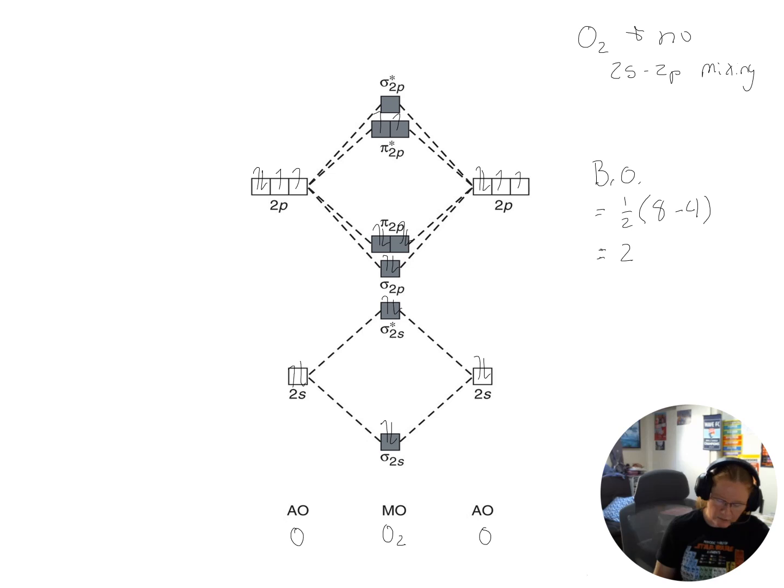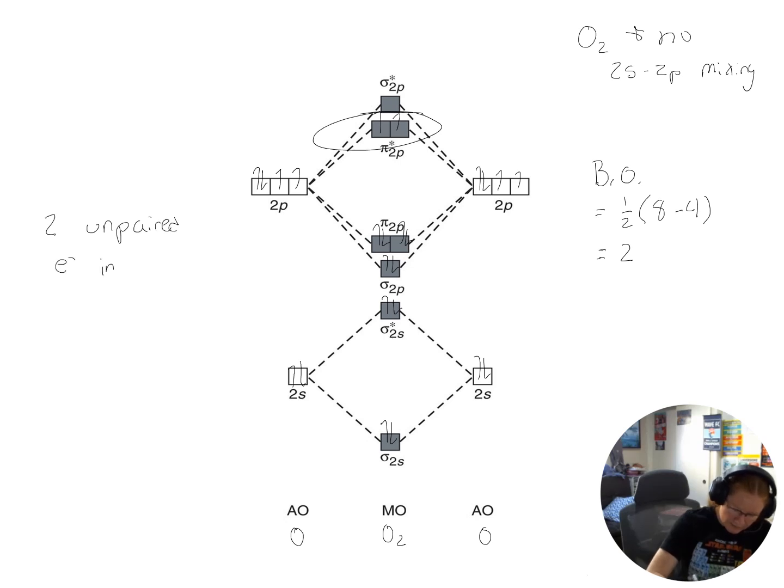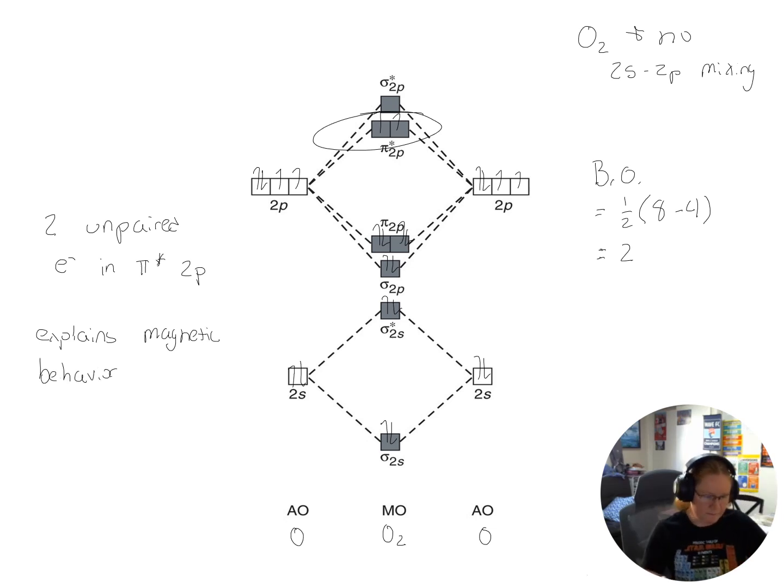All right, and then what do we notice here? I have 2 unpaired electrons in pi star 2p. So that explains the magnetic behavior. Okay. All right.